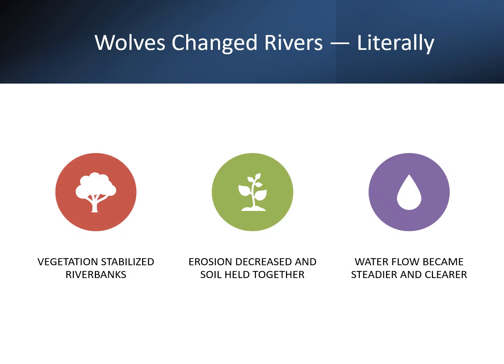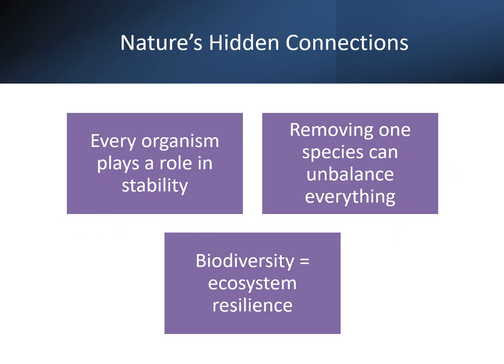With vegetation returning along riverbanks, the soil became stronger and more stable. Trees and shrubs helped hold the ground in place, reducing erosion. As a result, rivers began to flow in narrower, more defined channels instead of meandering widely. In short, the wolves never touched the rivers, but their presence reshaped them through the ecosystem's chain of cause and effect.